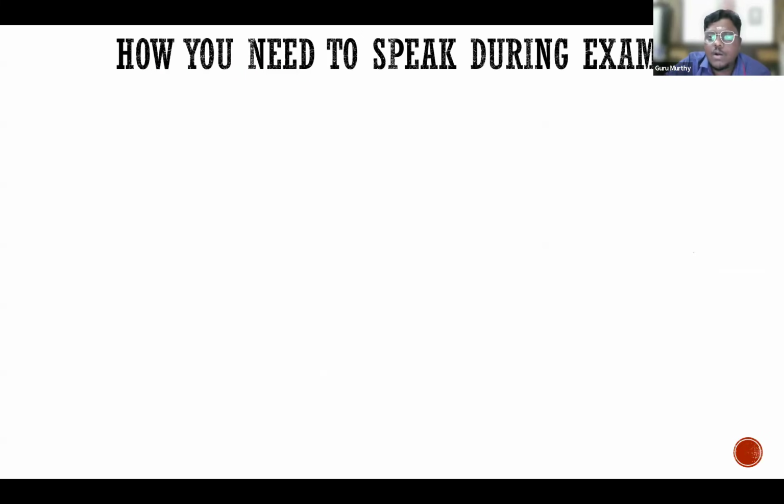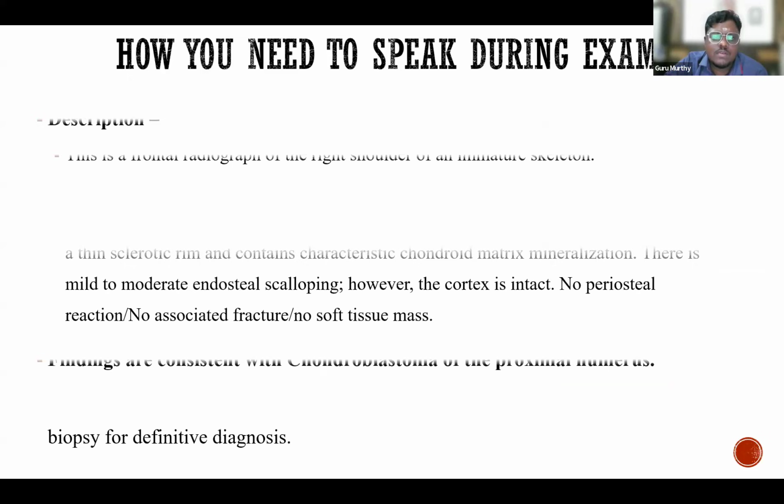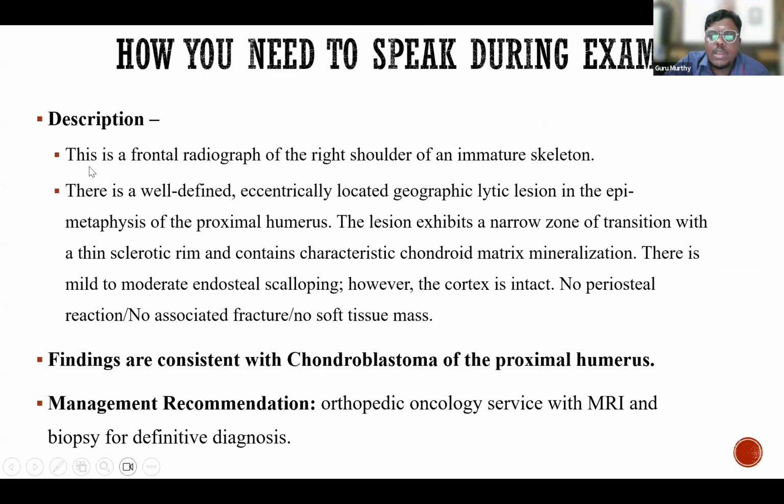So to summarize all, how are we going to explain or write this in your exams? This is what we as examiners will expect. This is a frontal radiograph of the right shoulder of an immature skeleton. There is a well-defined, eccentrically located geographic lytic lesion in the epimetaphysis of the proximal humerus. The lesion exhibits a narrow zone of transition with a thin sclerotic rim and contains characteristic chondroid matrix mineralization. There is mild to moderate endosteal scalloping, however the cortex is intact. There is no periosteal reaction, no associated fracture, and no soft tissue mass.